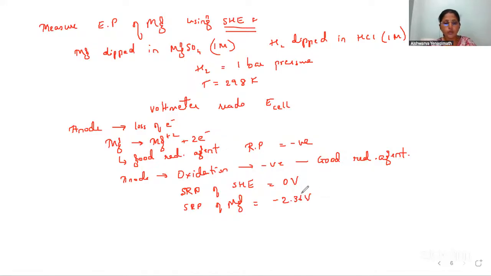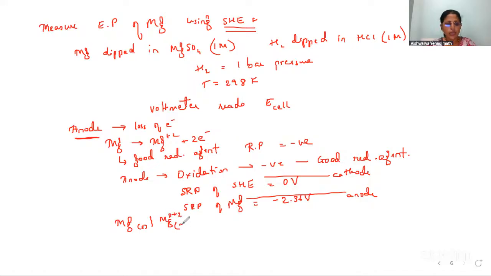So the magnesium electrode will be my anode. See, I'm correct. And SHE will be the cathode. Magnesium will be the anode and SHE will be the cathode. Fine. Now, how do we do the cell representation? We write it as Mg solid bar Mg2+ in aqueous form.